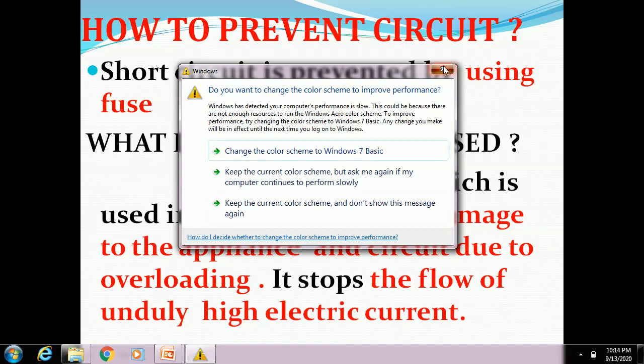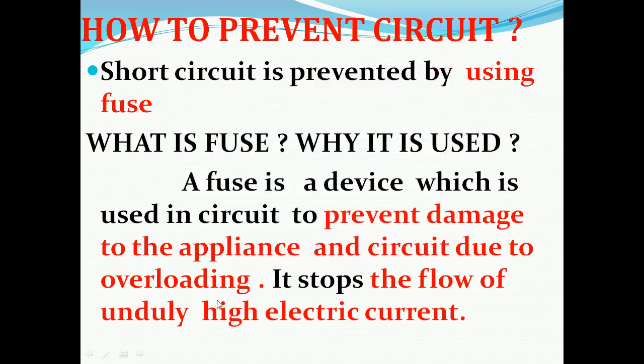So we know what is meant by overloading. Overloading means when an excess of current is taken by the electrical appliance, it will draw a large amount of current, which makes the wire heat up in the circuit and a fire will start. So the fuse will prevent damage to the electrical appliance and circuit due to overloading. It stops the flow of high electric current.